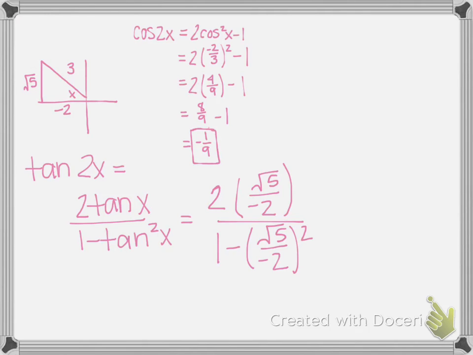Okay, it's 2. Then let's simplify the top first. We can do that on the next step. What do I have on the bottom?